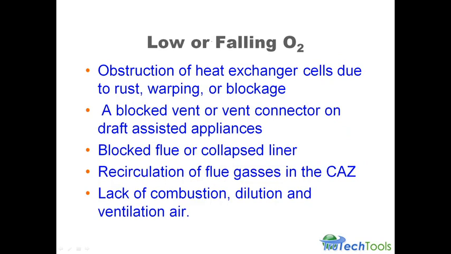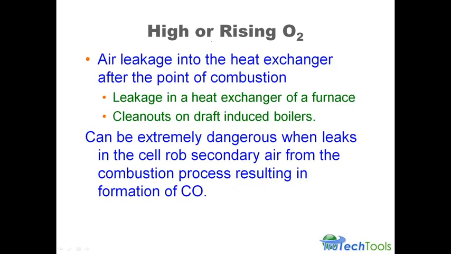All right, there's a bunch of stuff here we're going to skim over in these slides. I want to make sure we end on time so we don't run you guys late. But a falling O2 can be caused by obstruction of the heat exchanger cells, a blocked vent, blocked flue liner, or anything like that. Recirculation of the flue gases. Basically, if the oxygen can't get in, the O2 is going to fall. If the flue gases can't get out, the oxygen is going to fall. So you need to look through those things. You get copies of these slides so you'll be able to review this in a little more detail.